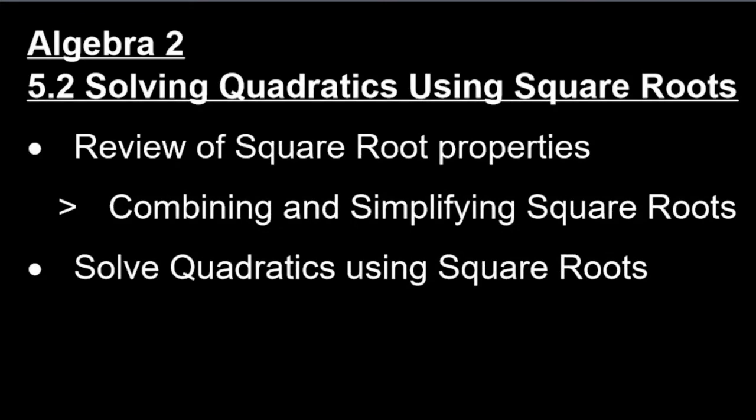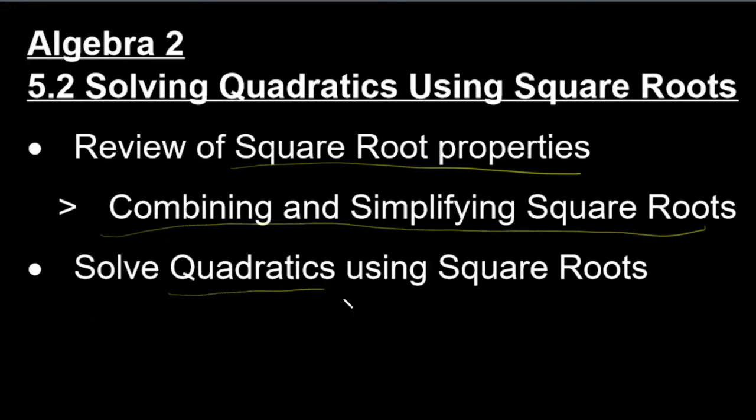Let's get into it. 5.2 is talking about solving quadratics using square roots. So instead of factoring, all we're going to have to do is square root things. We're going to start by reviewing square root properties, and we will also look at some things that aren't properties that are commonly thought to be true, which are not. We're going to be combining and simplifying square roots, and then we'll be solving quadratics using square roots. Hopefully this lesson will go fairly quickly, maybe in the 20-minute range. But anyway, let's get started.